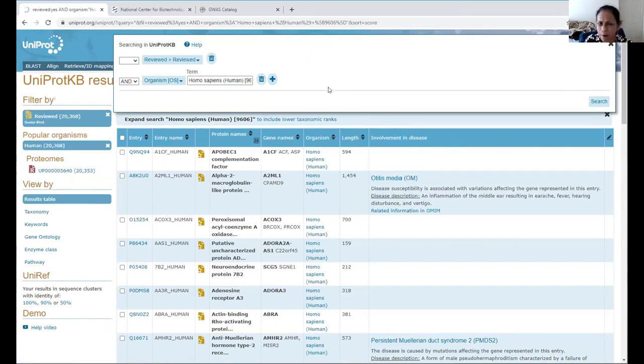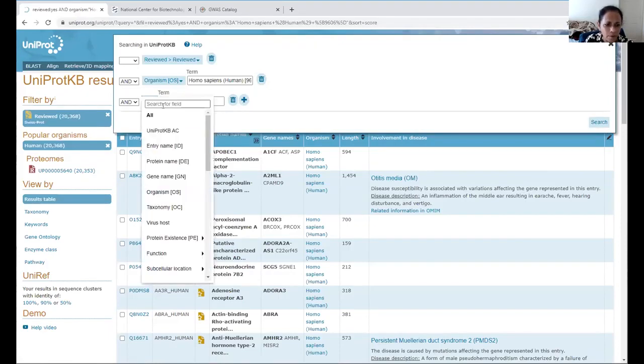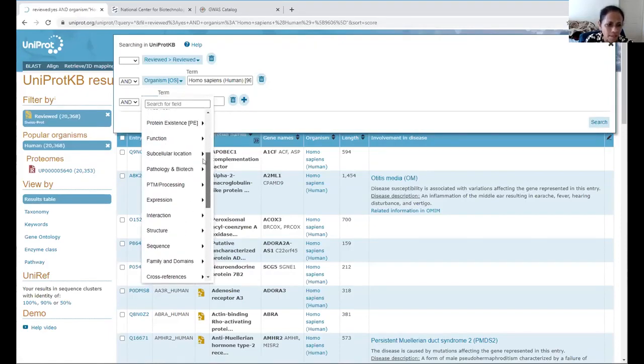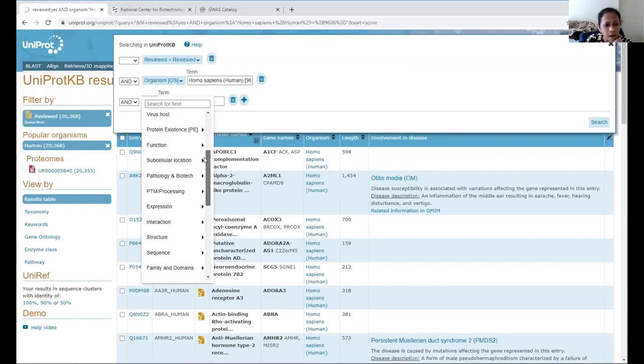And we came up with the number around 4,000, right? Let me see if I was actually correct. So click on this button plus, that means we're just adding more to the query. And what I'm going to do is, do you know which of these keywords that we actually will use will contain disease information? For example, which of these tabs that I just talked about? Pathology and biotechnology, right?